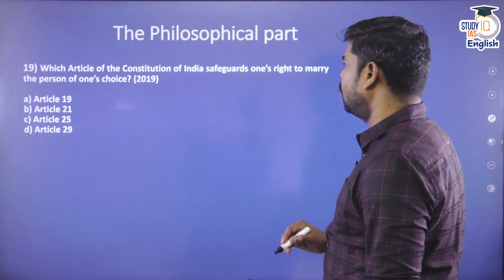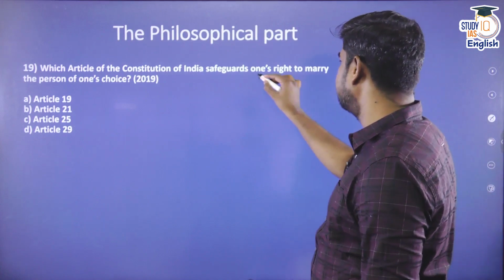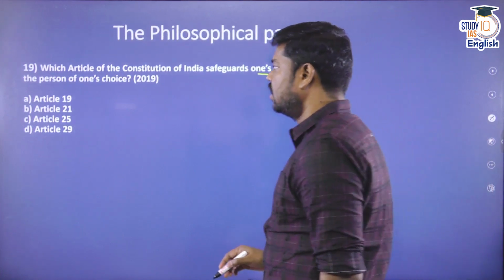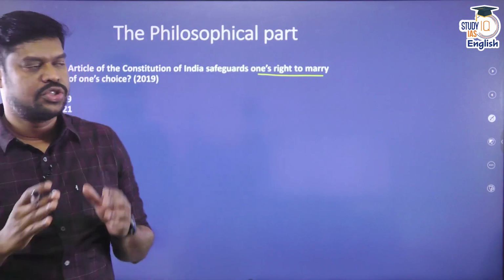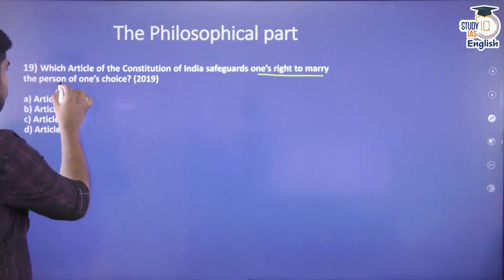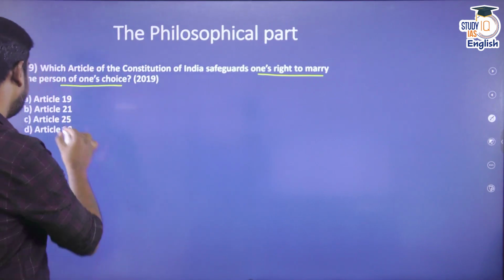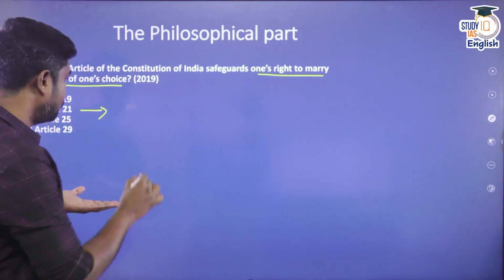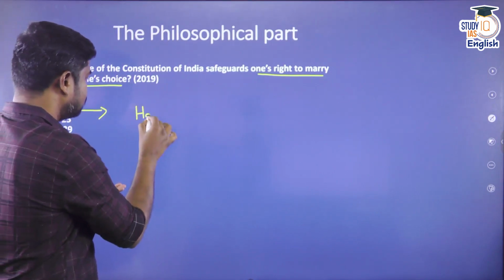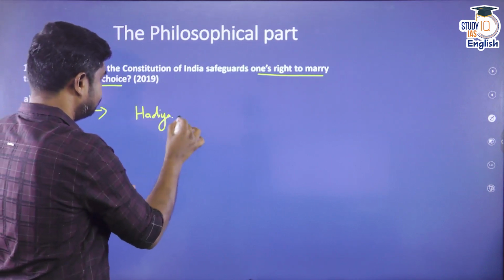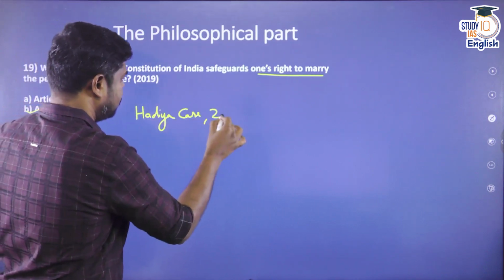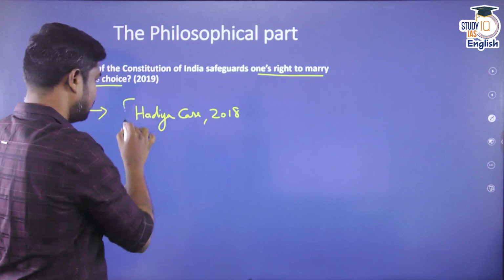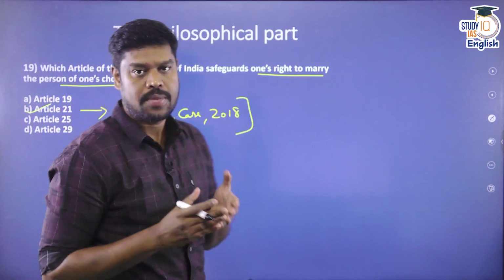Which article of the Constitution of India safeguards one's right to marry the person of one's choice? So the Supreme Court has categorically said that it is implied under the right to life and liberty of an individual, that is Article 21. This was held by the Supreme Court in a case which is called the Hadia case, in 2018. So then it was a current affair, and probably that is the reason the question was asked.